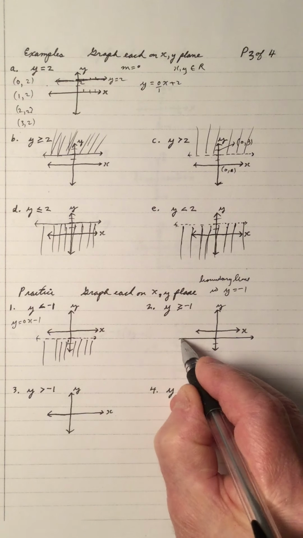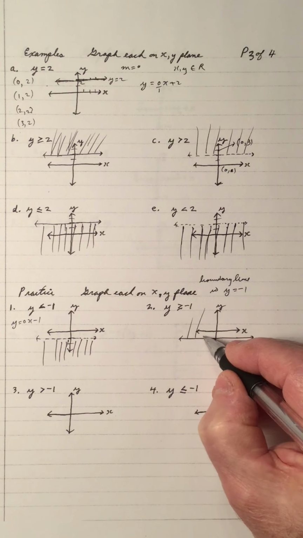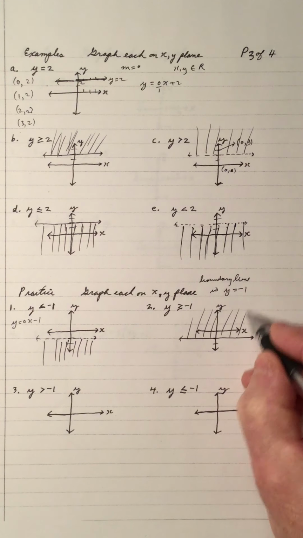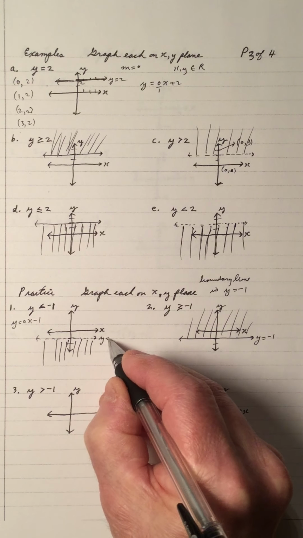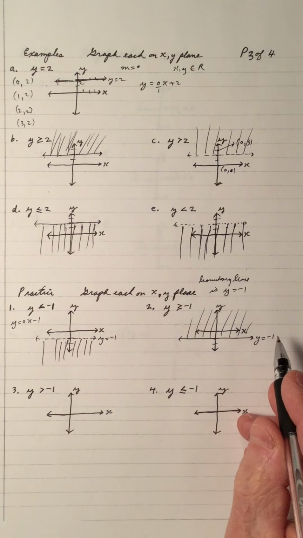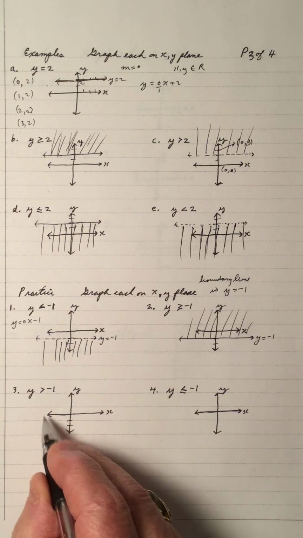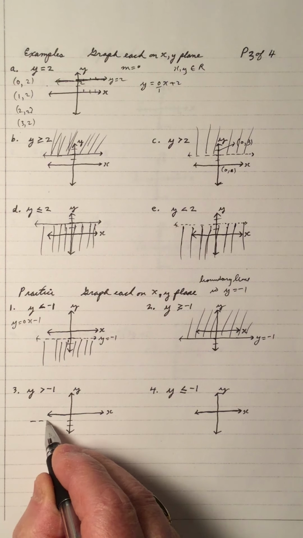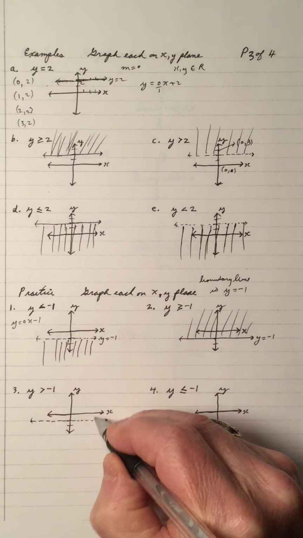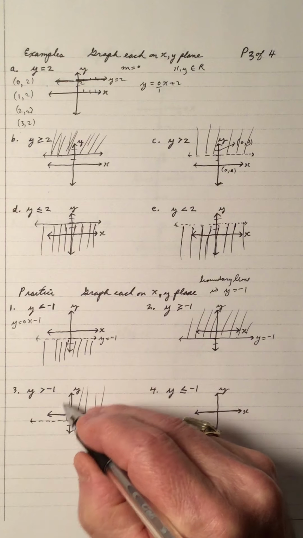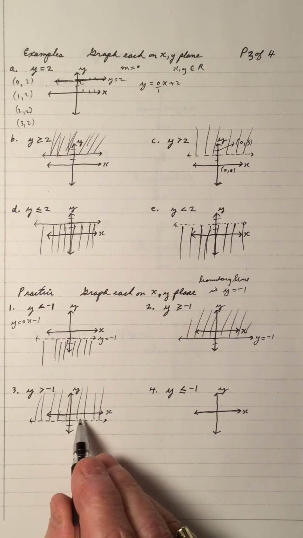All points that are on this horizontal line make it equal, and all points above also. So the boundary line is y equals -1. And the boundary line here is y equals -1 again. But there's no equal sign, so it's broken. And y is greater than -1 is above. There it is. It's the half plane above this horizontal line.